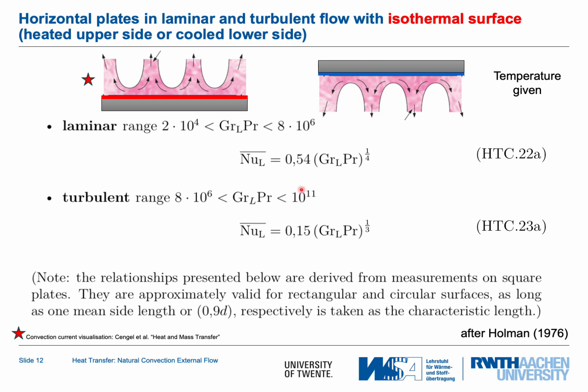Now these correlations are based on measurements on a square plate, and they can also be used for rectangular and circular surfaces, as long as we take into account that one of the side lengths is taken as the characteristic length in the Nusselt number. And usually this is indicated with the correlations that we can use, how to apply them to these general cases.